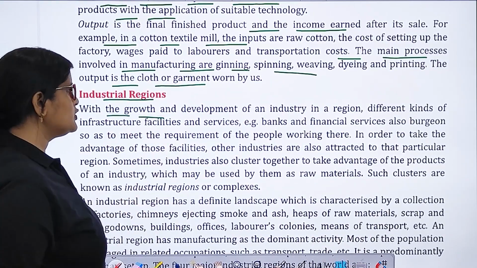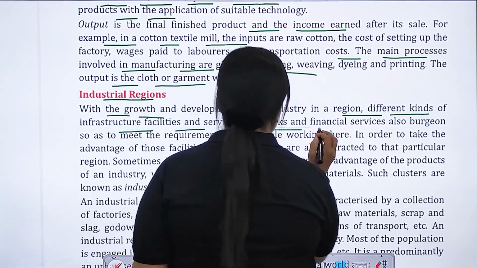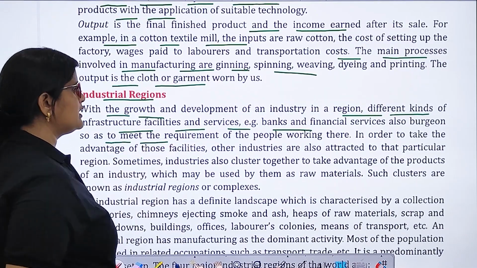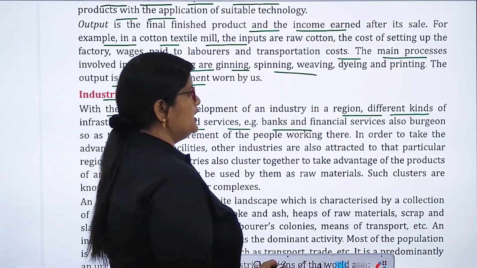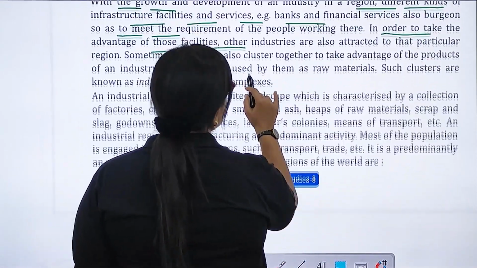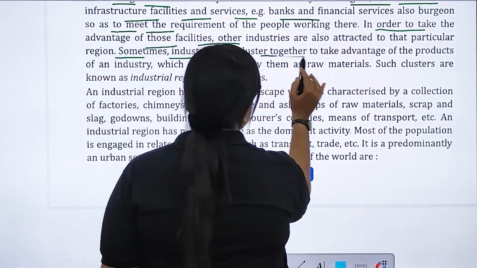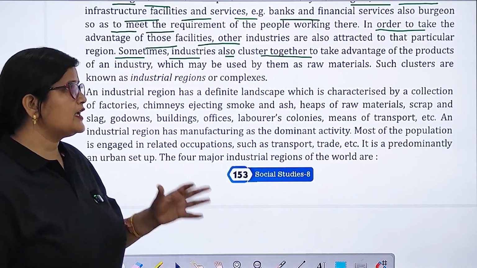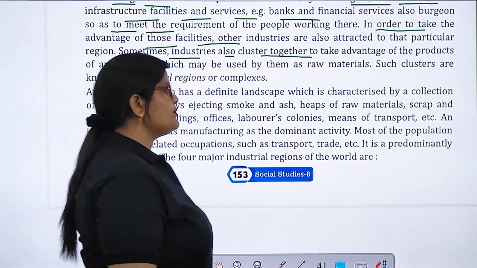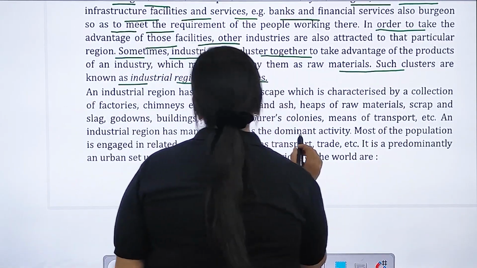Industrial regions. With the growth and development of an industry in a region, different kinds of infrastructure facilities and services, for example banks and financial services, also develop so as to meet the requirements of the people working there and to take advantage of those facilities. So other industries are also attracted to the particular region. Sometimes industries also cluster together to take advantage of the products of an industry, which may be used by them as raw materials. Such clusters are known as industrial regions or complexes.